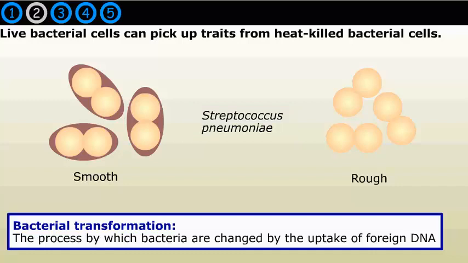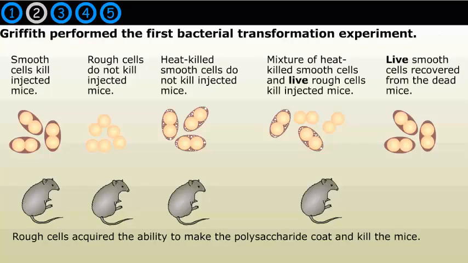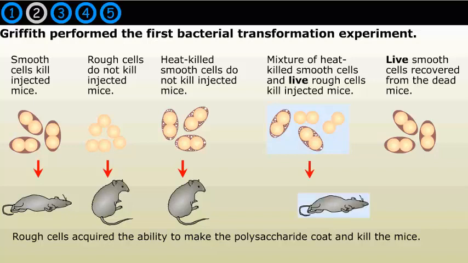Griffith had two strains or versions of the bacteria, one that was smooth because of its polysaccharide coat and one that was rough because it lacked a polysaccharide coat. Griffith found that the smooth cells were able to kill injected mice, while the rough cells could not. When he used heat to kill the smooth cells, they were no longer able to kill the mice. However, when heat-killed smooth cells were mixed with the non-lethal live rough cells, the injected mice died. And live smooth bacteria could be recovered from the dead mice.